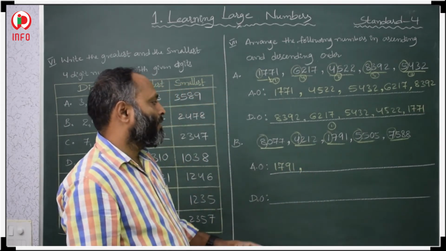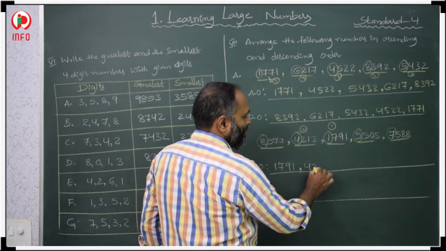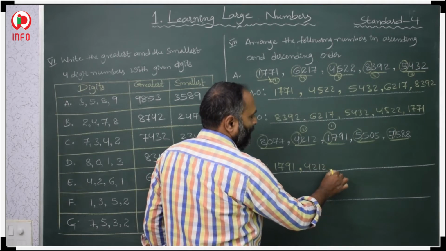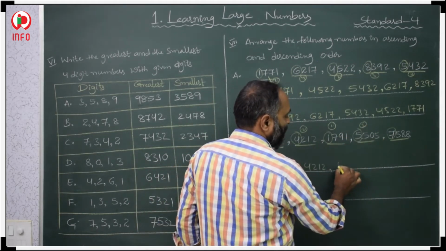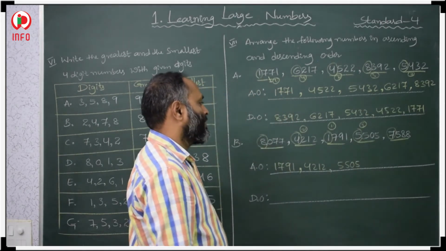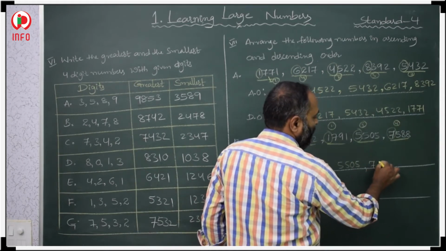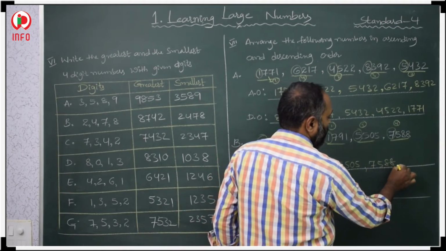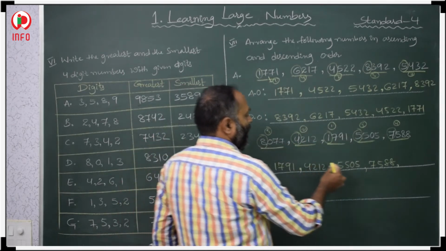Then after 1, 4 will come. This is in second place, 4212. Then after 4, 5 will come. This is in third place, 5505. Then after 5, 7 will come. This is in fourth place, 7588. Then after 7, 8 will come. This is in fifth place.